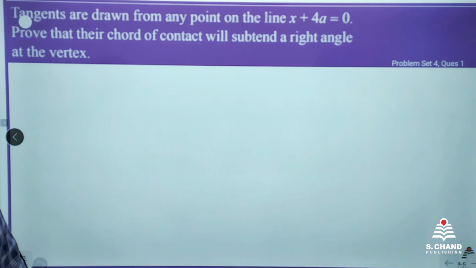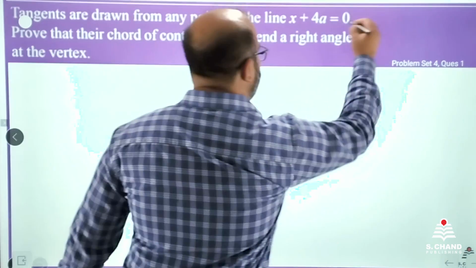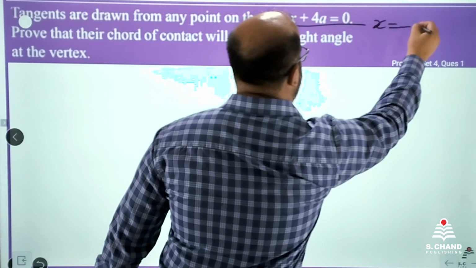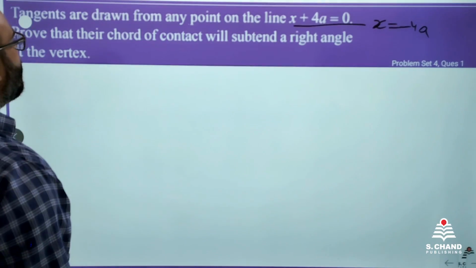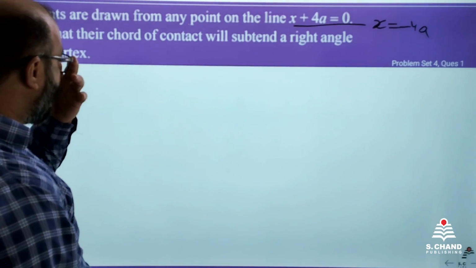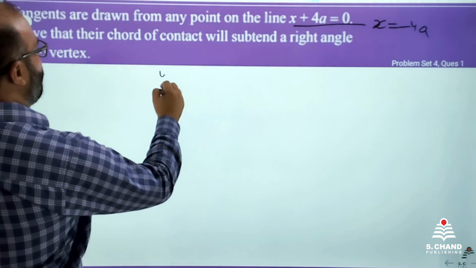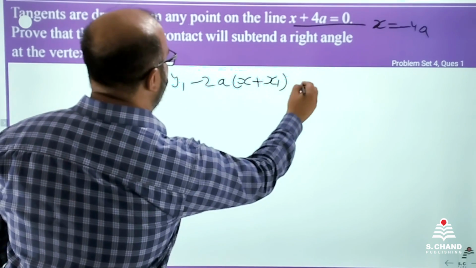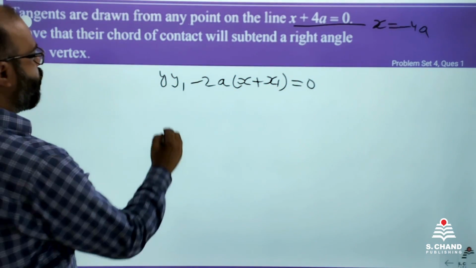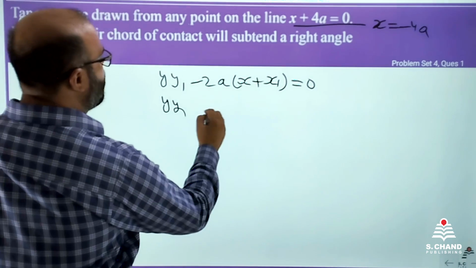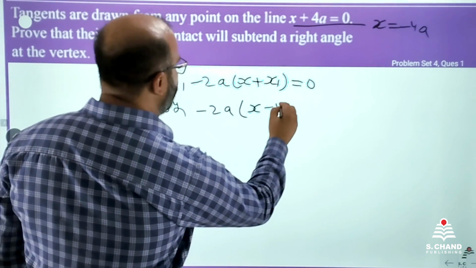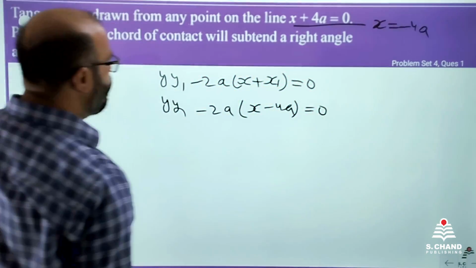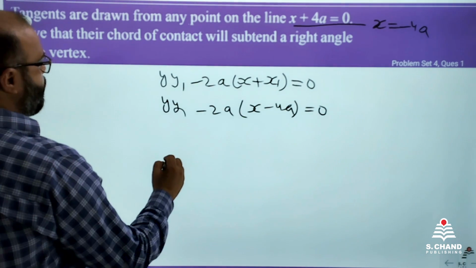Tangents are drawn from any point on the line x plus 4a equal to 0. Prove that their chord of contact will subtend a right angle at the vertex. So from x is equal to minus 4a, we are drawing the chord of contact. So what will be the chord of contact? y y1 minus 2a (x plus x1) is equal to 0. The point is x is equal to minus 4a, and y1 is a variable point. So minus 2a (x minus 4a) is equal to 0.